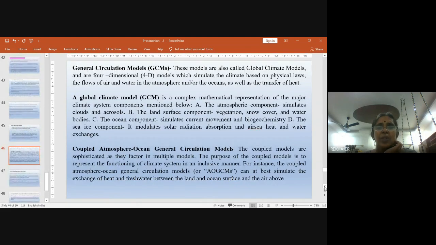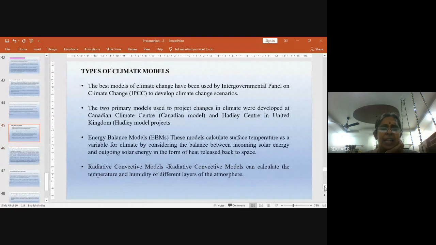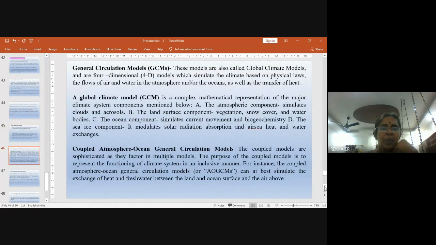General circulation models, which are also called global climate models, are 4D models which simulate the climate based on physical laws, the flows of air and water in the atmosphere or the oceans, as well as the transfer of heat. A global climate model is a mathematical representation of the major climate system components, like the atmospheric component, which simulates the clouds and aerosols, the land surface component, which simulates the vegetation, snow cover, and water bodies, the ocean component, which simulates the current movement and biogeochemistry, and the sea ice component, which modulates the solar radiation absorption and air-sea heat and water exchanges, coupled atmosphere-ocean general circulation models, etc. These are the climate models, of which the two primary models are the Canadian model and the Hadley model project. Other than this, you have a number of other models.